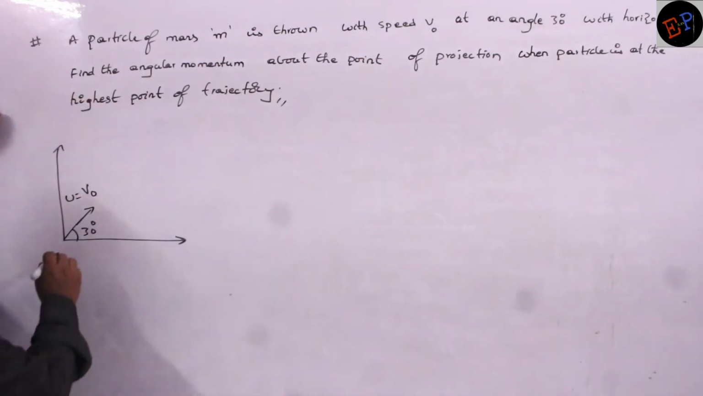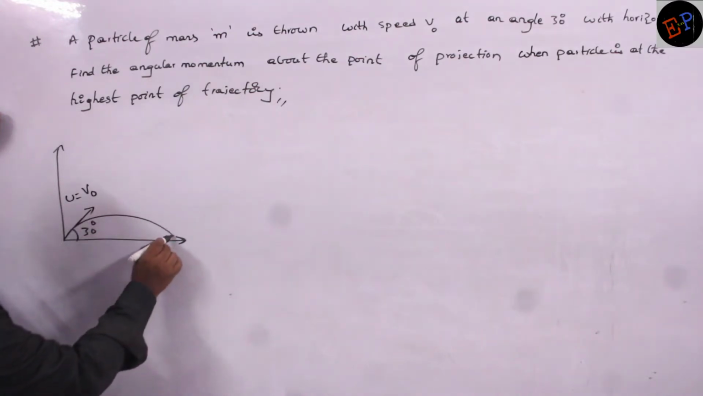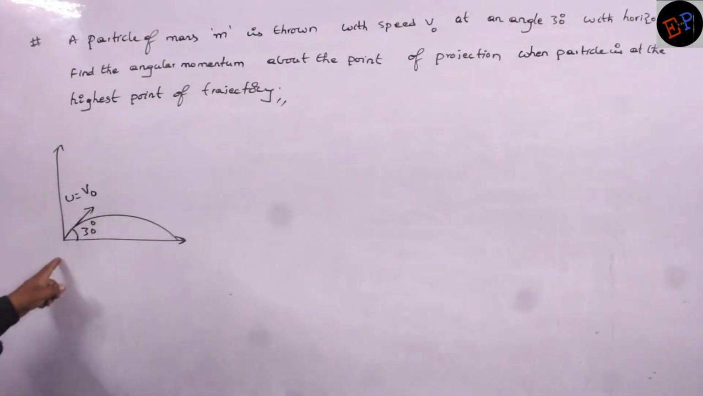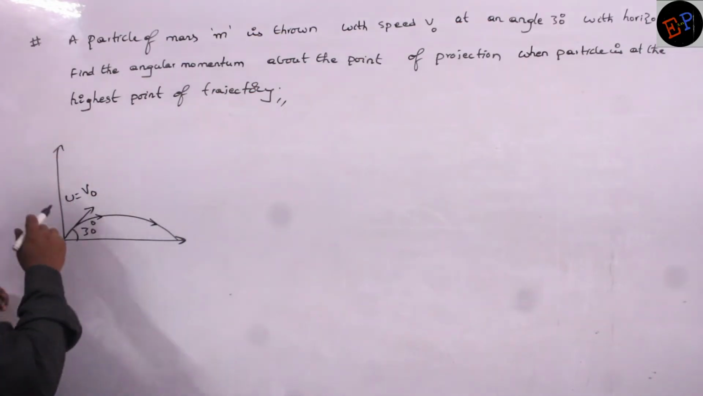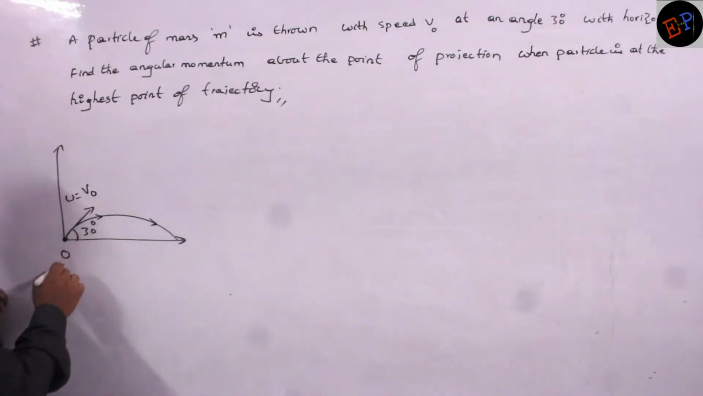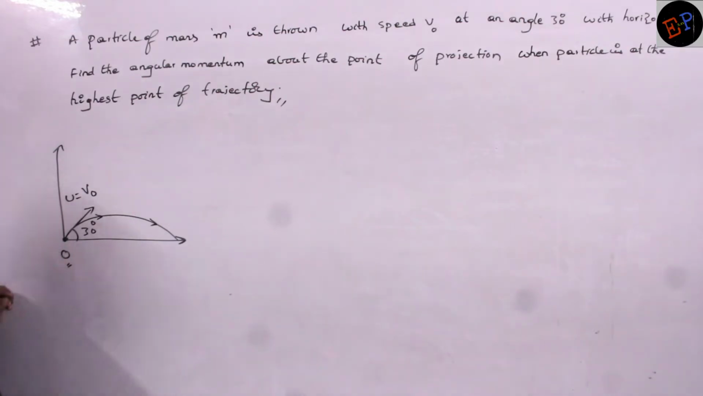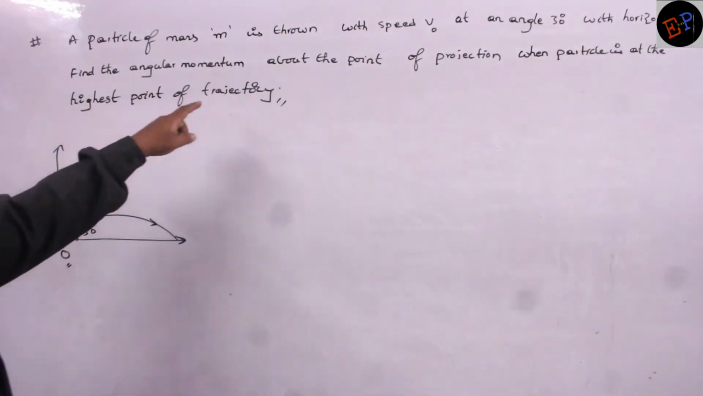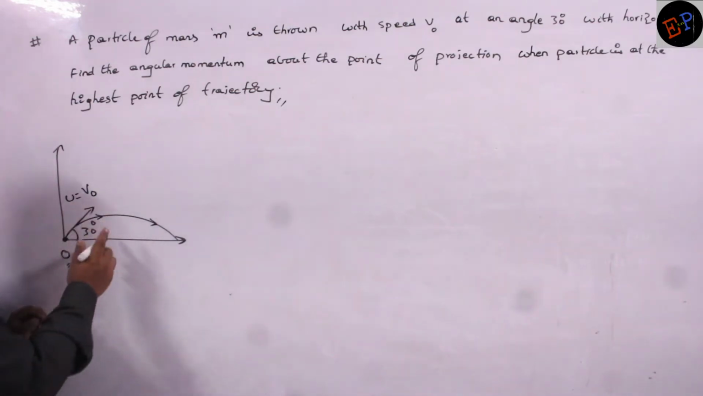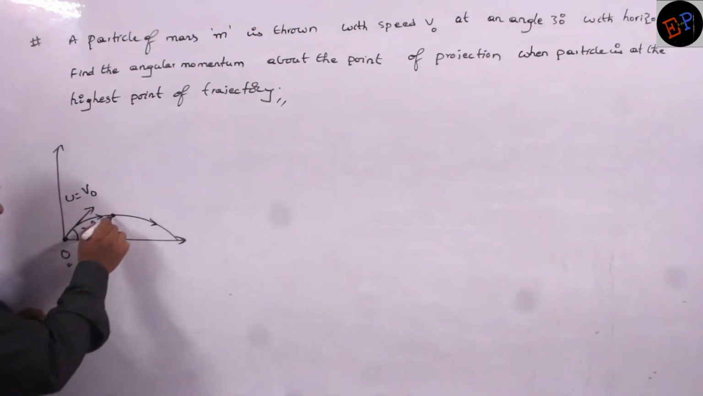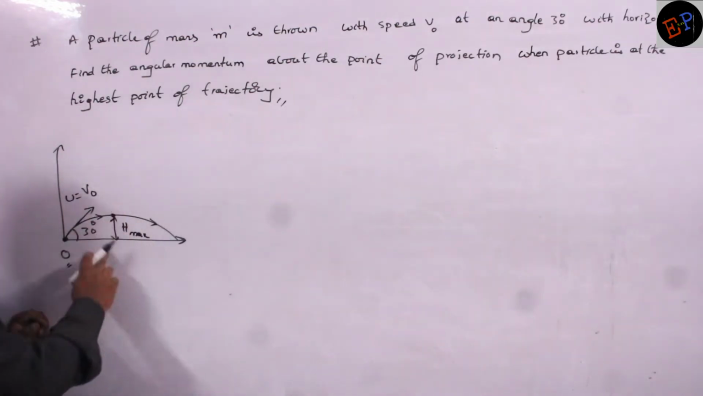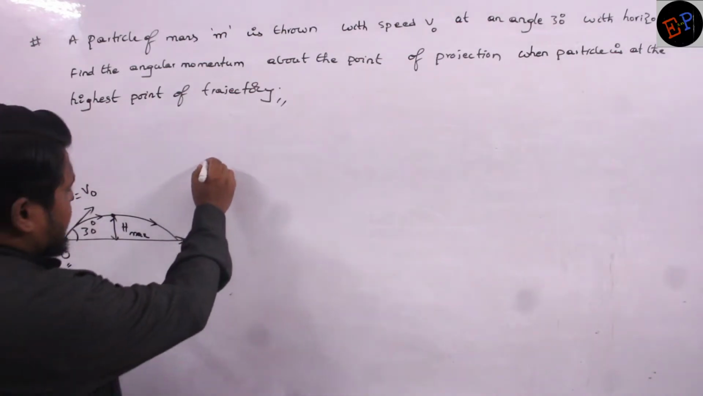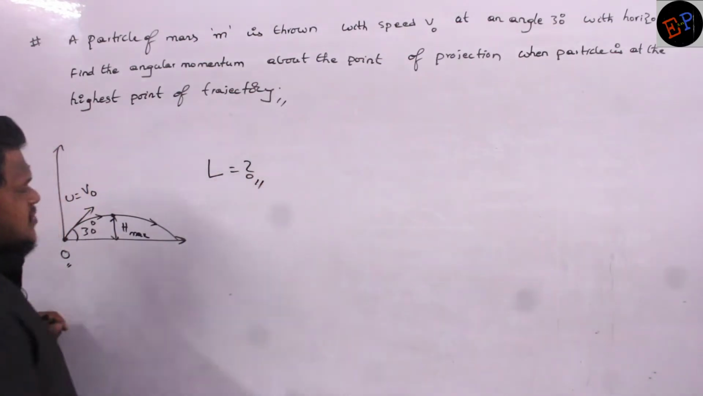Then what will this body do? This body will trace a parabolic path, no? So this body is also tracing this kind of path. Find the angular momentum about the point of projection. So I want angular momentum about this point, when the particle is at the highest point of its trajectory. After some time, the body will reach the highest position, so when it is at maximum height, we are supposed to find the angular momentum. That is the question.